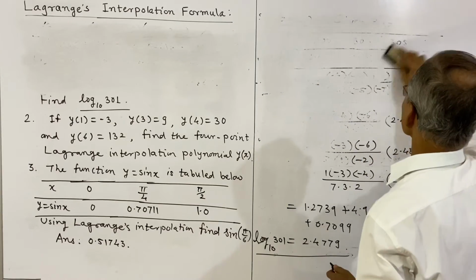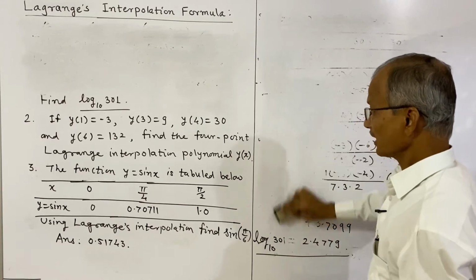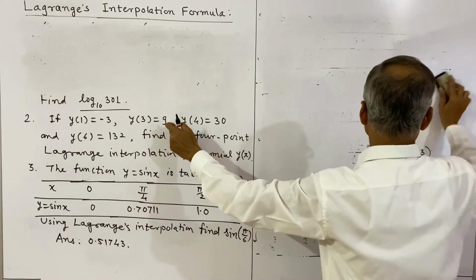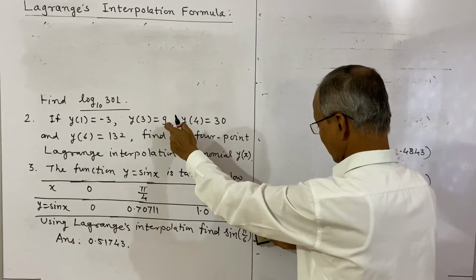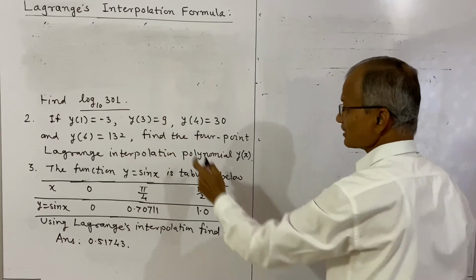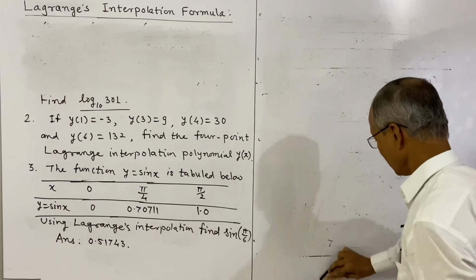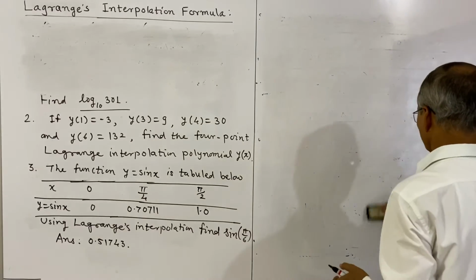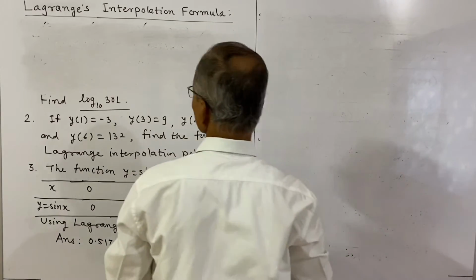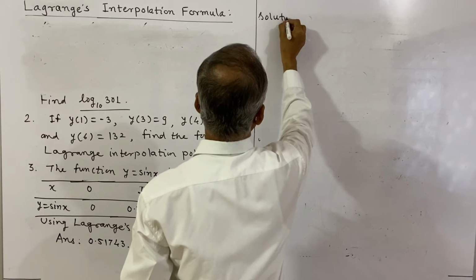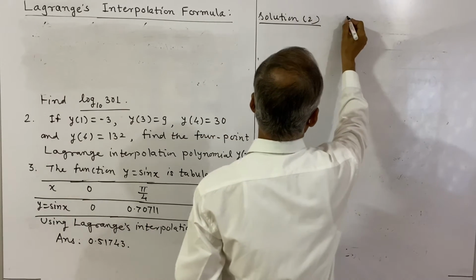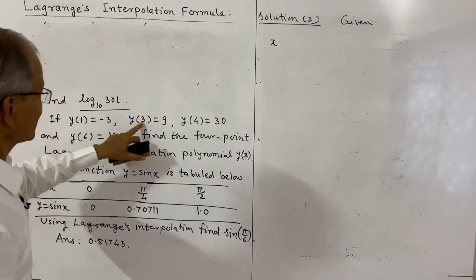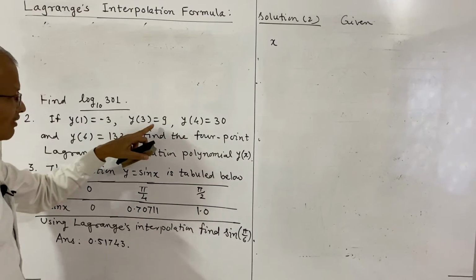Y of 1 is equal to minus 3, y of 3 is 9, means x is 1, y is minus 3. X is 3, y is 9. So we can write a table first from these given values, and then use the Lagrange's interpolation formula to obtain the polynomial. So here also we consider the given values in a tabular form. Solution for second.